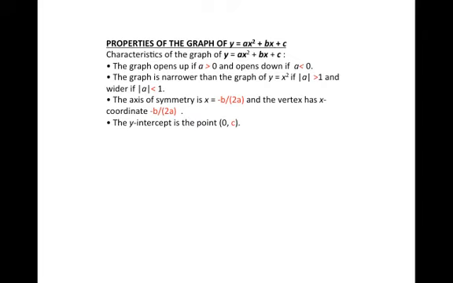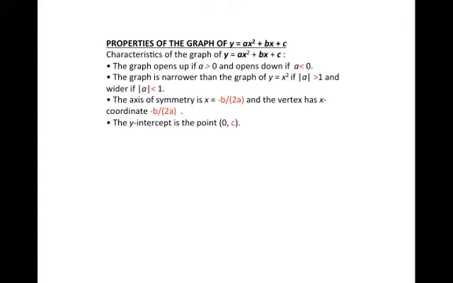Okay, some properties of the graph of y equals ax squared plus bx plus c. Their characteristics include that the graph opens up if a is greater than 0 and it opens down if a is less than 0. An upward opening parabola looks kind of like a smiley face, so if a is positive, the whole thing is positive and it's smiling at you. A downward opening parabola kind of looks like a frown, so if a is negative, the whole thing is negative and it's frowning at you.